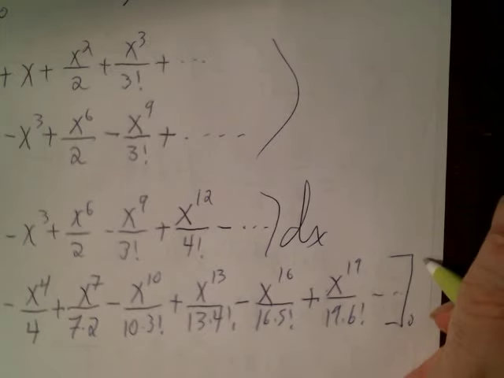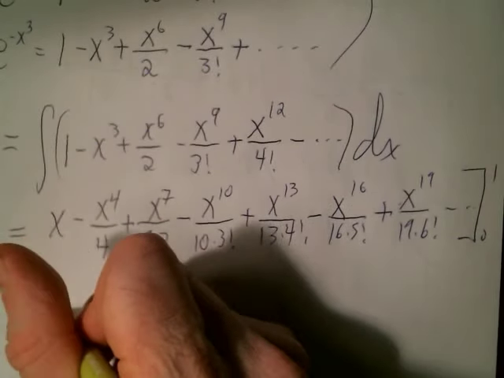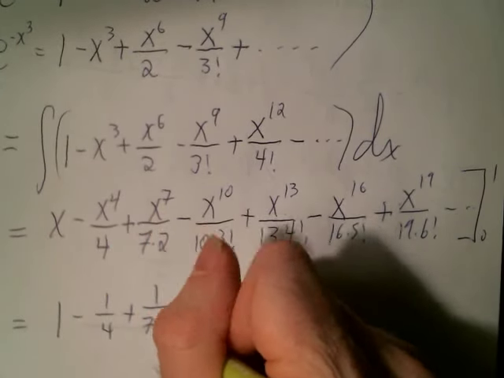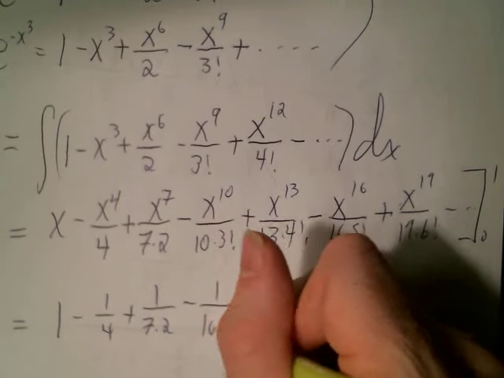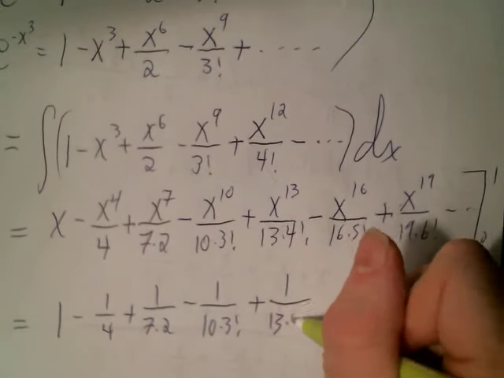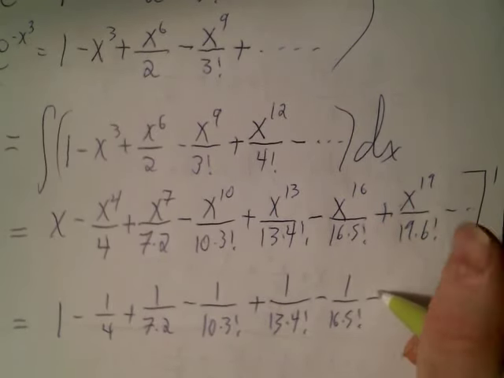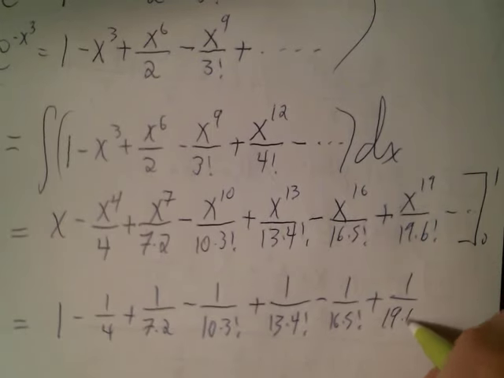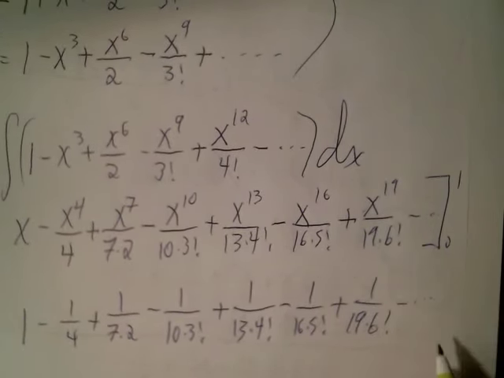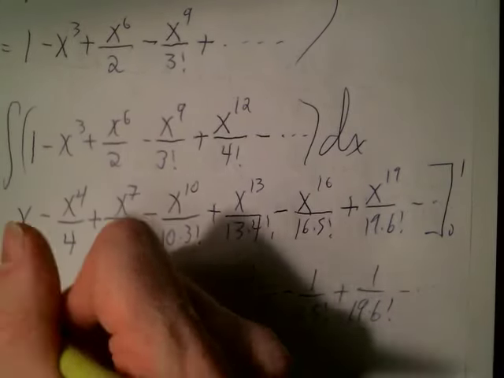I have to evaluate from 0 to 1. So plugging 1 into that expression, I get the series 1 minus 1/4 plus 1 all over 7 times 2 minus 1 all over 10 times 3 factorial plus 1 all over 13 times 4 factorial minus 1 all over 16 times 5 factorial plus 1 all over 19 times 6 factorial, etc. And this thing evaluated at 0 will just be 0, so I don't have to worry about that.